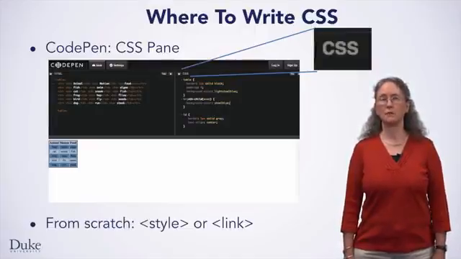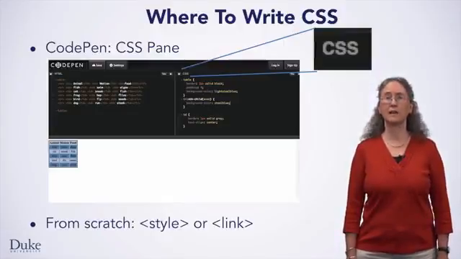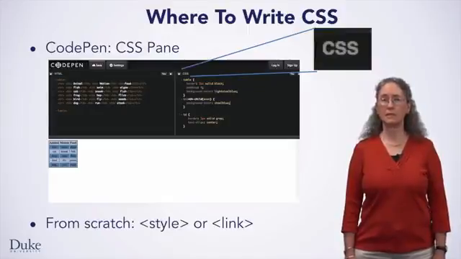If you were writing a web page from scratch without a tool like CodePen, you could include CSS by either using the style tag and writing the CSS inside it, or by using the link tag to link to a style sheet. Either of these tags go in the head portion of your HTML.